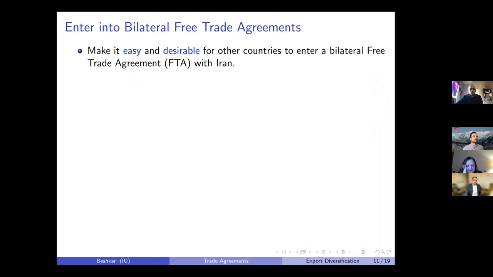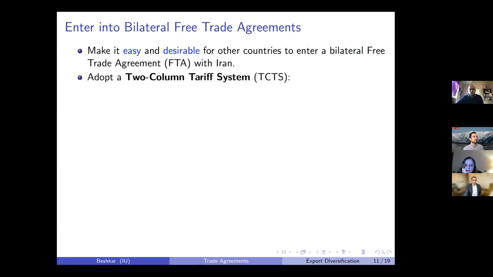And the second suggestion is do not wait for joining the WTO, because if the case of Saudi Arabia contains any information for Iran, the process would be very long and very difficult. So Iran should start entering into bilateral free trade agreements, and they have to make it easy and desirable for other countries to enter FTAs with Iran.